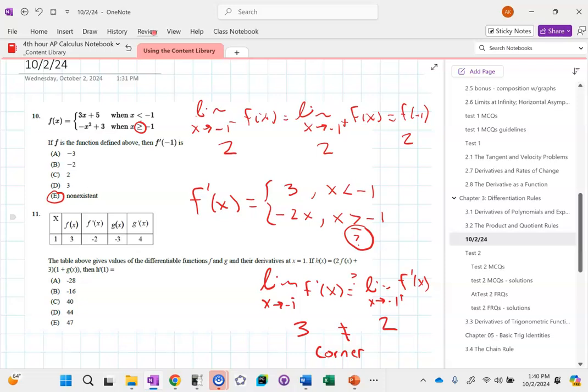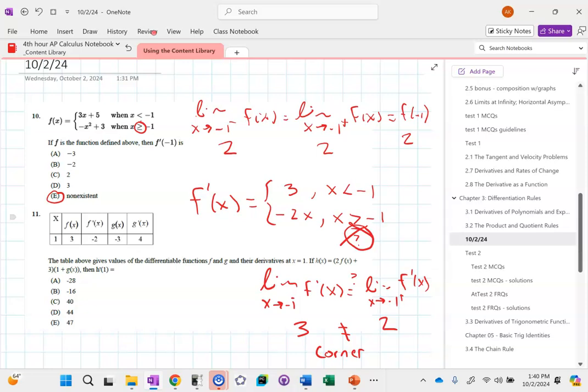So I plug -1 into here. There's no x, so it's just 3, right? That's a constant function. And then I plug -1 into there. -2 times -1 is just 2. Does that feel good? So I know, in fact, that this is strictly greater than, because the derivative doesn't exist at -1.